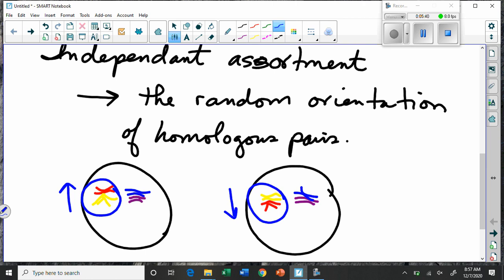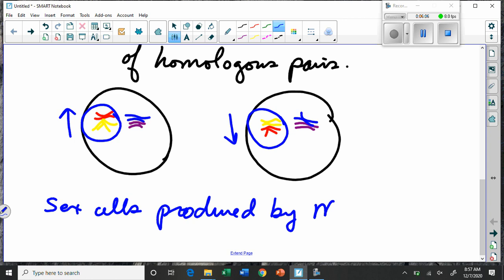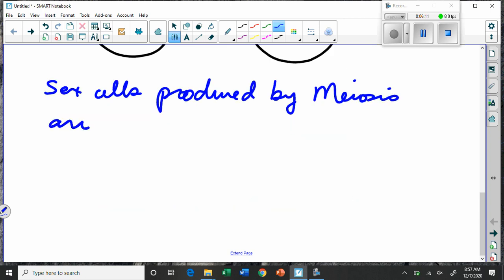Okay? Just so we have some terms that we want to remember. Other terms. The sex cells, as we call them, produced by meiosis are called gametes. So that's an important word to know. Are called gametes.